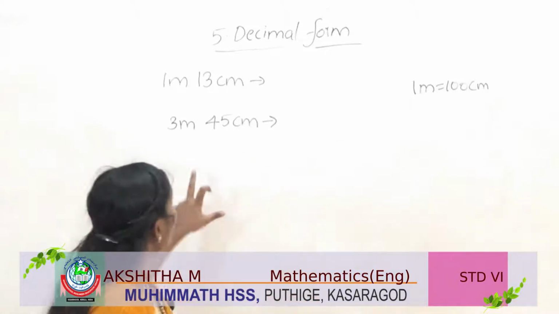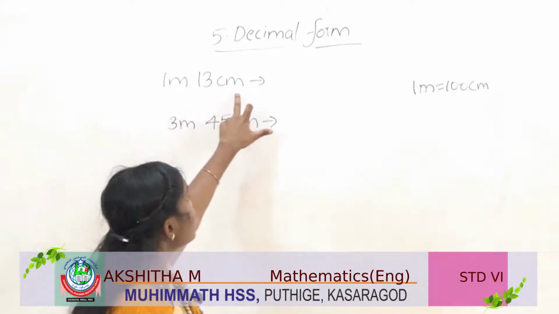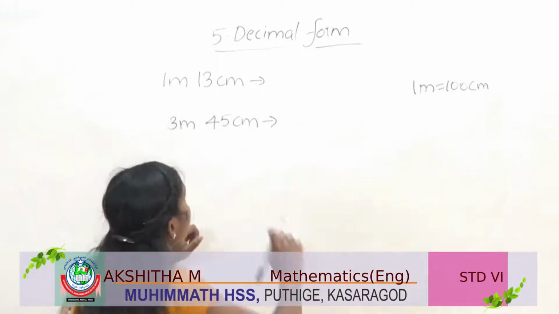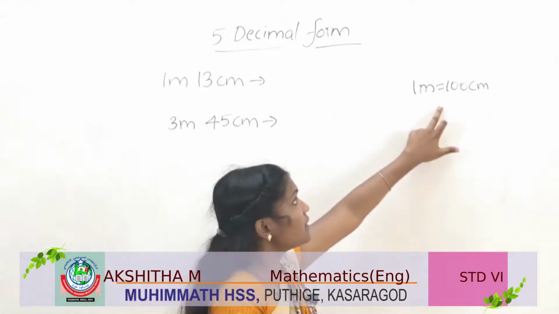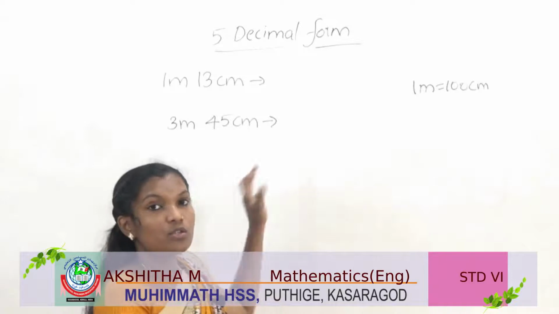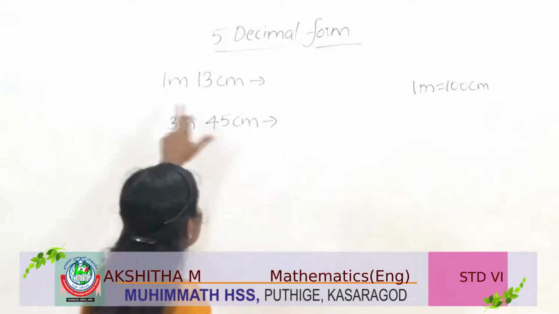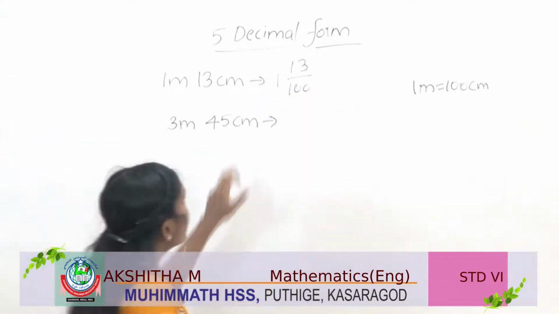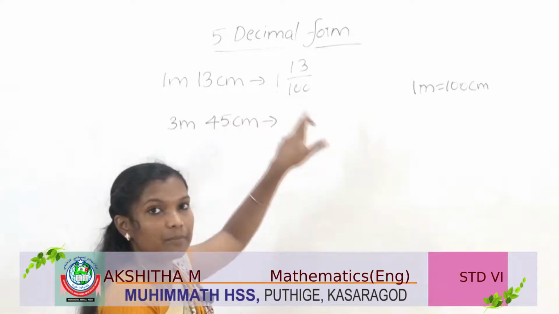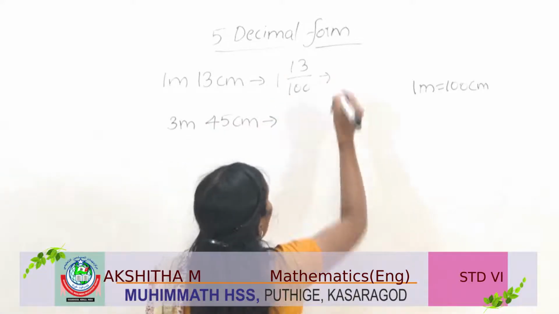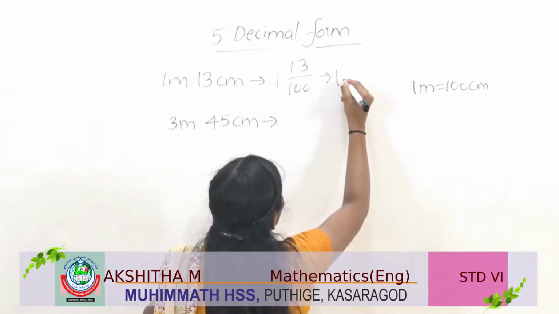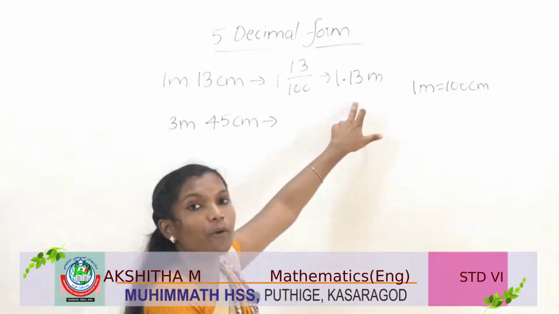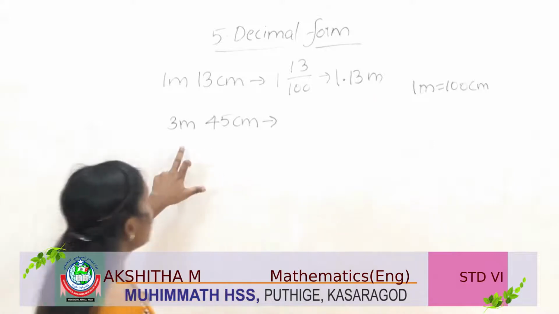Let us see how can we write 1 meter 13 centimeter in decimal form. Here in fraction we can write, you already know that 1 meter is equal to 100 centimeter. So we should write down 100. So its fraction 113 by 100. So its decimal form is 1.13 meter. Look at the next one.